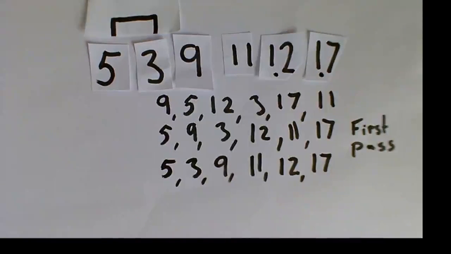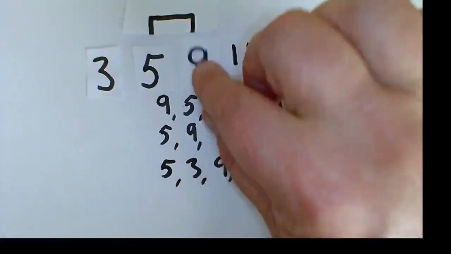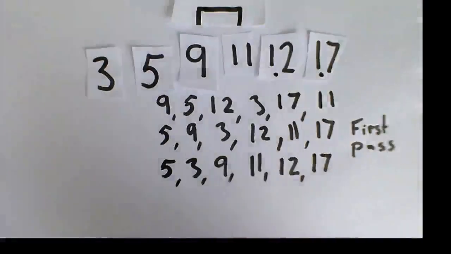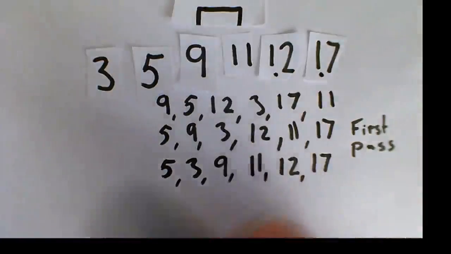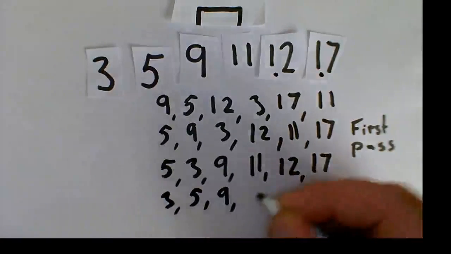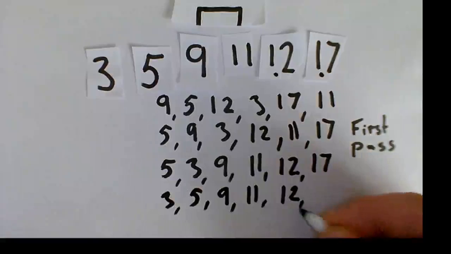It's a good idea just to try this yourself and see if you can do the third pass. Anyway, let's just have a look at that. We've got 5 and 3 in the wrong order, so we're going to just move those around. And next one, 5 and 9, fine. 9 and 11, fine. And I wouldn't bother with the rest of them, so that's the third pass. So we have got 3, 5, 9, 11, 12 and 17.